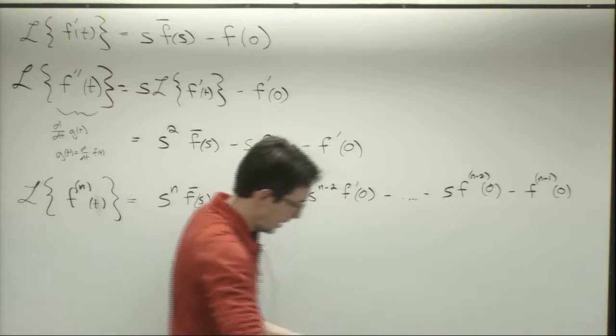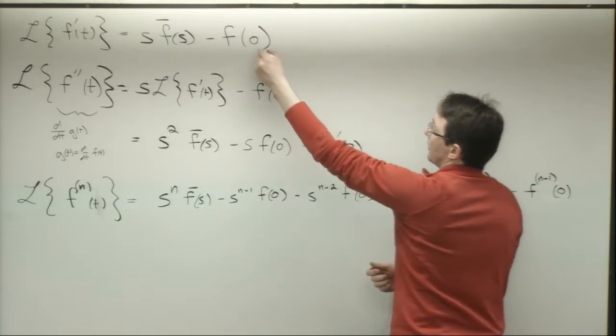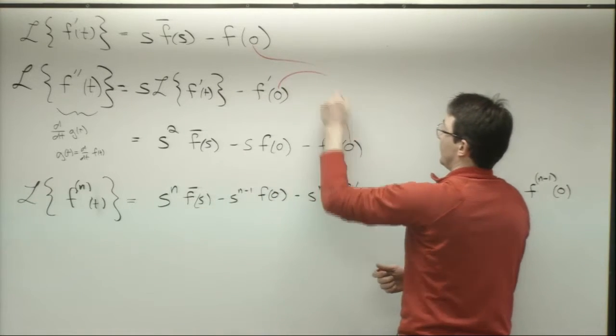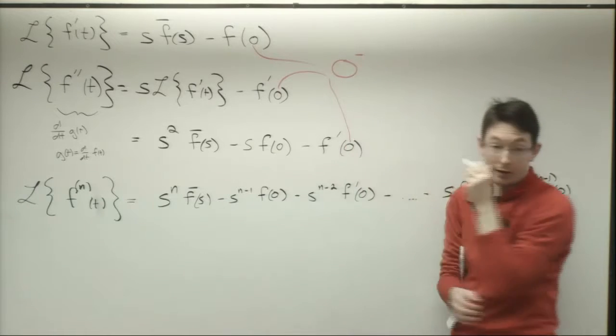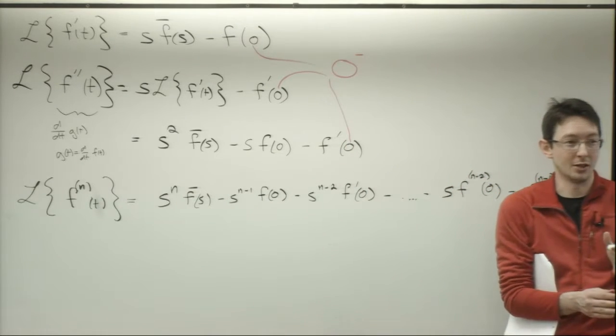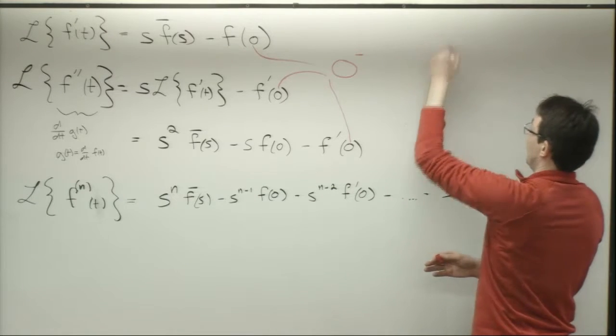Okay, good. Last time I was a little bit careless, and I think I wrote that these were evaluated at 0 plus, and that's not right. These are evaluated at 0 minus, which means just to the left of the point t equals 0.